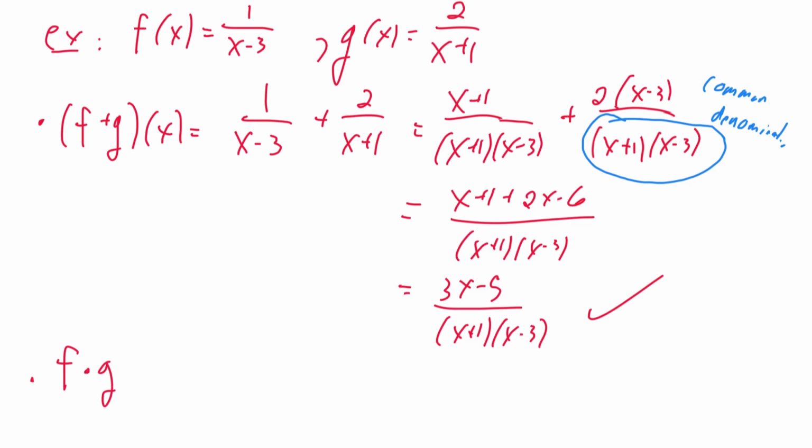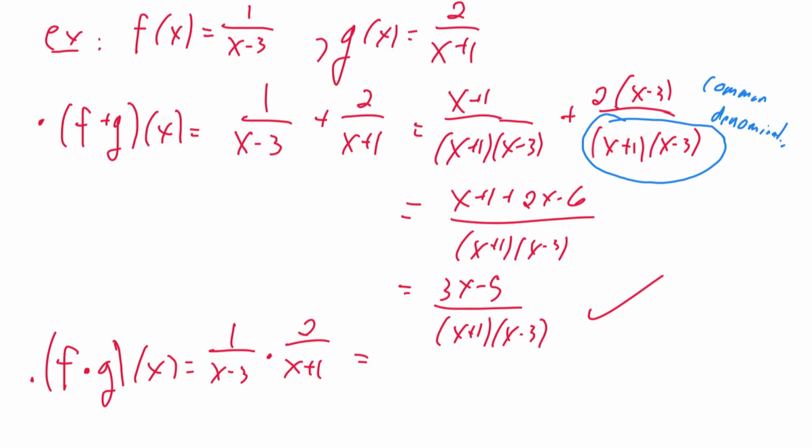Let's just look at a product example. f times g of x. This is 1 over x minus 3 times 2 over x plus 1. Now, multiplying fractions is easier than adding fractions generally. I just multiply the denominators and multiply the numerators. So I get 2 divided by x minus 3 times x plus 1. Okay, so fairly straightforward, I think.